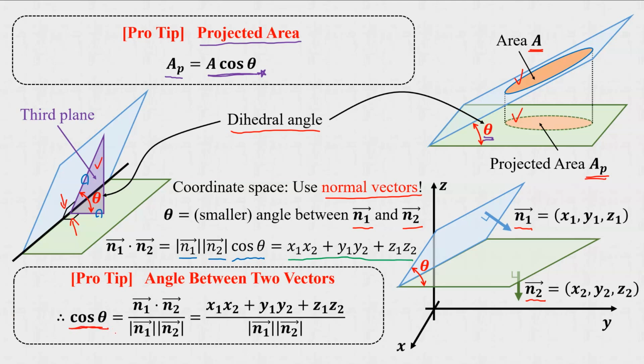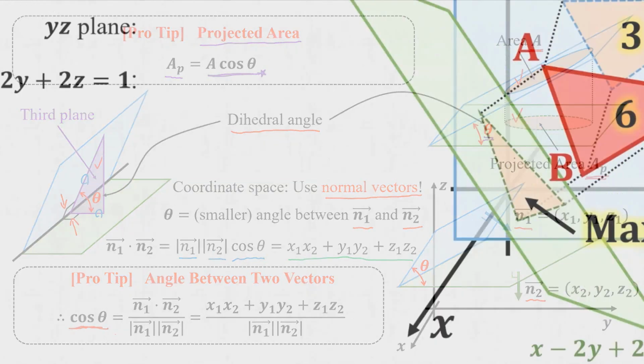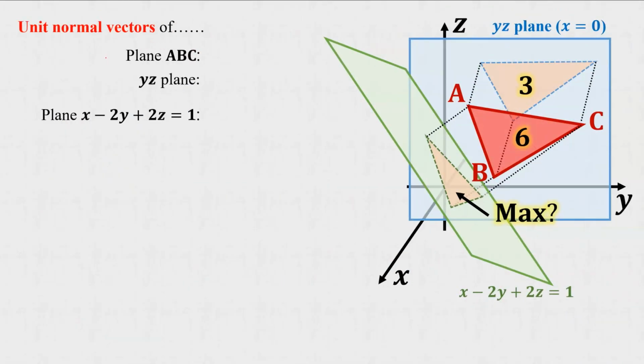Now let us apply this knowledge to the actual problem. In our problem, there exist three different planes. The plane containing triangle ABC, YZ plane, and plane x minus 2y plus 2z equals 1. So we need to introduce three normal vectors. But instead of just normal vectors, let us introduce unit normal vectors, which are vectors of unit magnitudes. First, let us denote the unit normal vector of plane ABC as vector n, having components a, b, c.